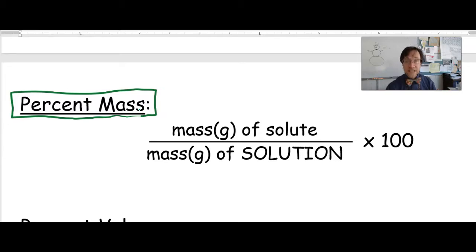So percent mass is the mass of solute divided by the mass of the entire solution. Lock in on that one, guys. It's the entire solution.